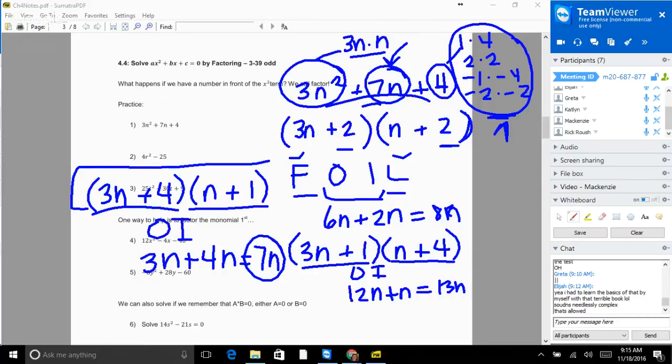So in order to factor the first one, we can say that 3n squared plus 7n plus 4 can be factored as 3n plus 4 times n plus 1. Fun, right? Lots and lots of math.